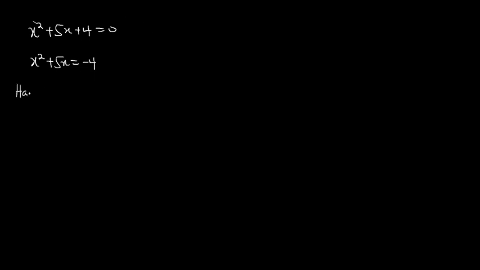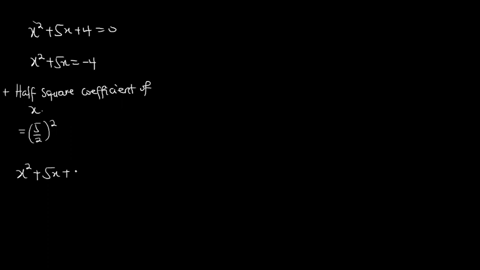Alright, so over here I add half squared the coefficient of x. That is, I add to both sides half the coefficient of x, squared. So half of 5 will be 5 on 2, then I square it. So this is the half squared, the coefficient of x. So it means my expression becomes x squared plus 5x plus (5 on 2) squared is equal to negative 4 plus (5 on 2) squared.